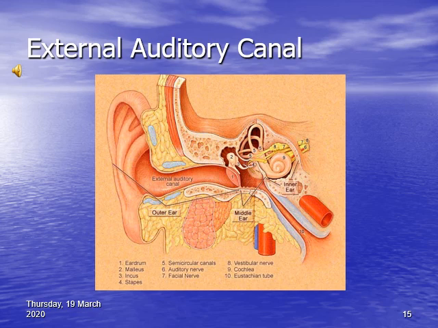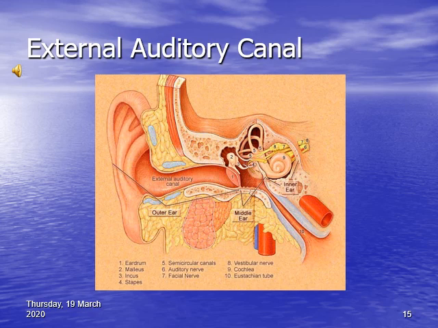This external canal consists of two parts. There is a lateral cartilaginous portion, representing about one third of the canal, and a medial bony portion, representing about two thirds of the canal. The total length of the canal is about 2.5 centimeters. Here we have to mention some important points: the skin covering the cartilaginous portion of the canal differs in its histology from the skin covering the bony or medial portion of the canal.